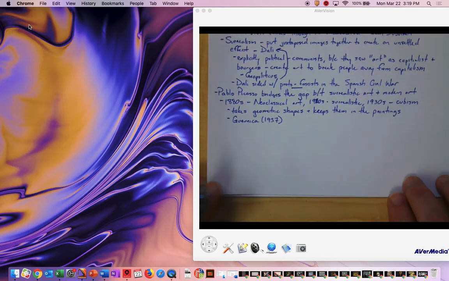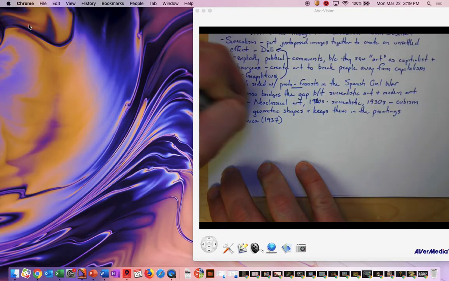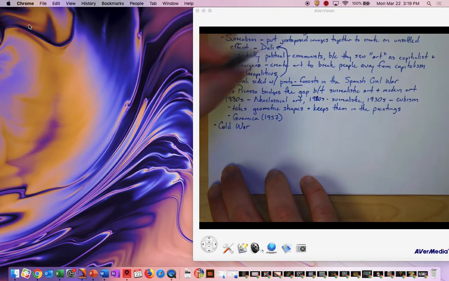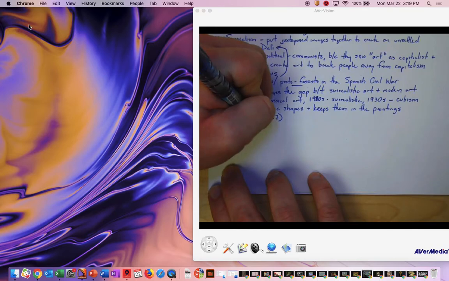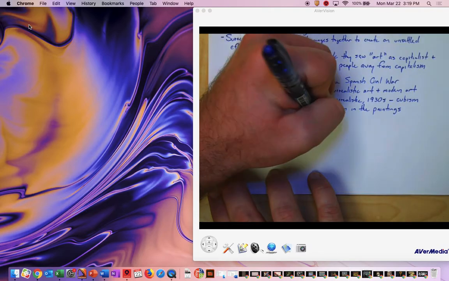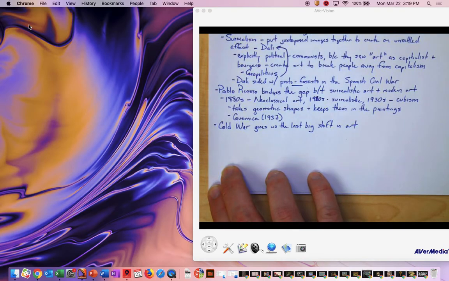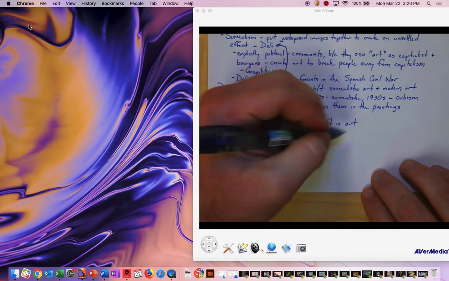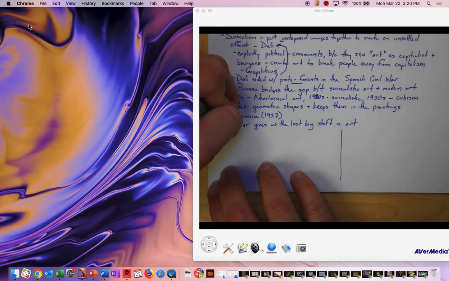Now, as we move into the later half of the 20th century, the Cold War gives us our last big shift in art. And there are three art movements that I'm going to just very briefly talk about because they're kind of divided amongst Eastern Europe and Western Europe. So we'll look at the Western art movements first.